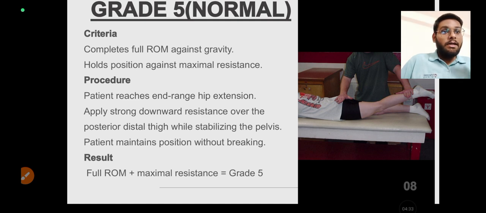In this MMT, we are providing minimum resistance in grade 4, and in grade 5, we are providing the maximum resistance.